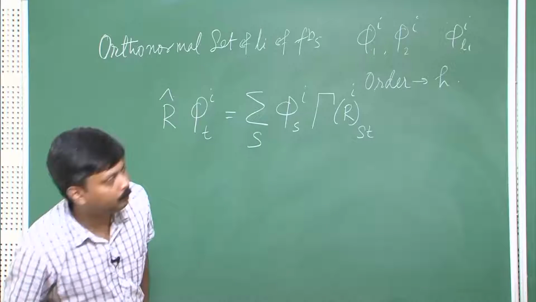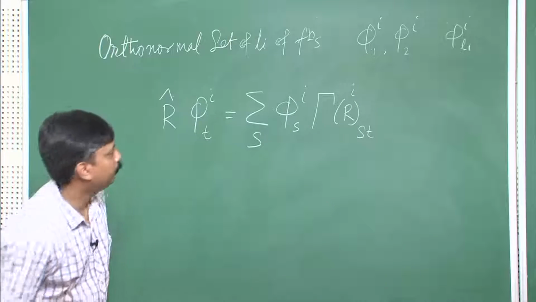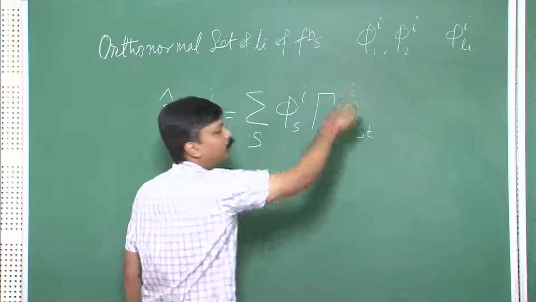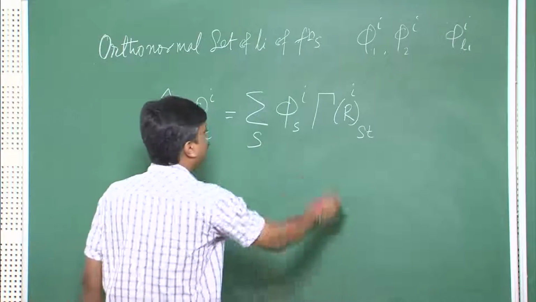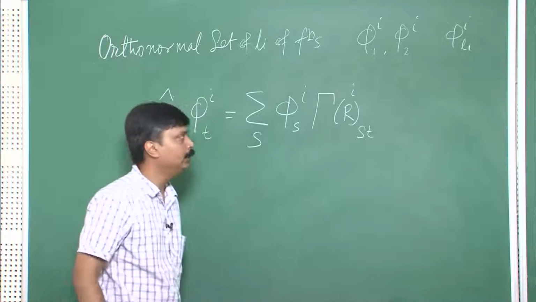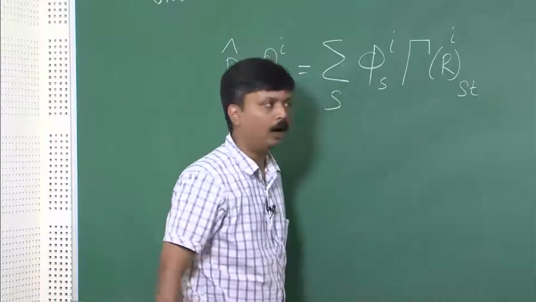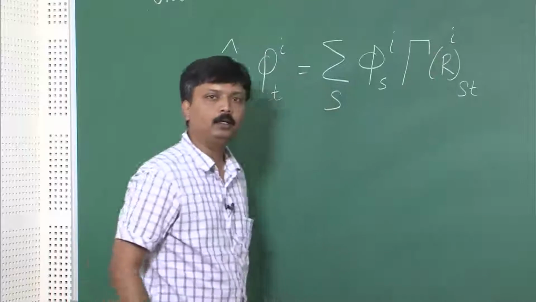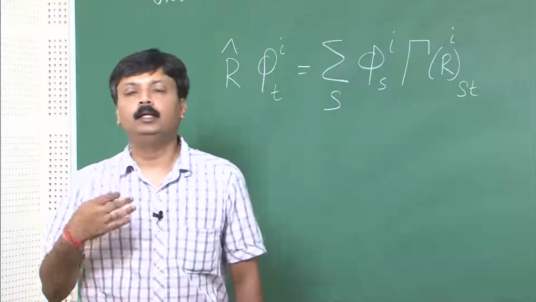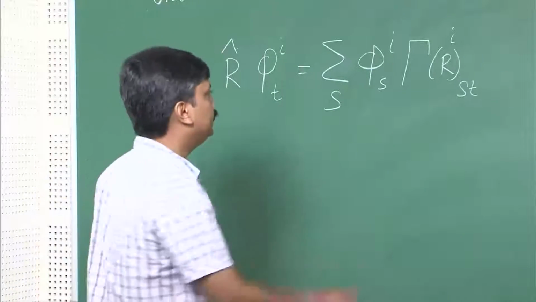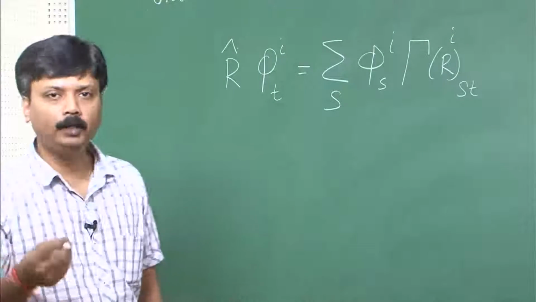I can write this one as, since I have taken these functions to be the basis for the ith irreducible representation, this gamma R having superscript I is the representation for this particular symmetry operation R in the ith irreducible representation, and st you can understand is a particular element. So this gamma R is a matrix representation, and st gives me the particular element of that representation.